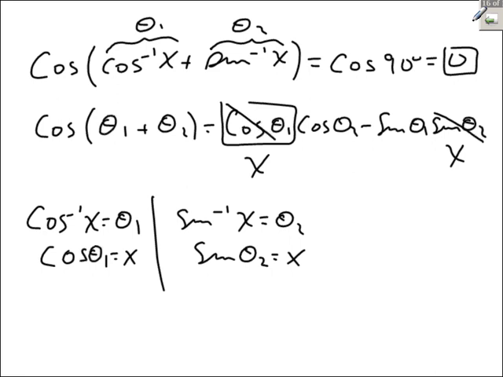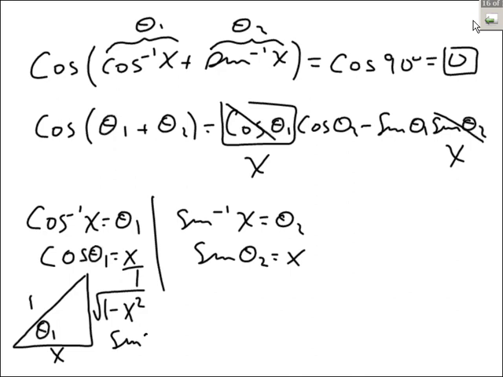Well, we need to find the two middle ones. What's cosine of theta 2 and what's sine of theta 1? Okay, so we know something about theta 1. The cosine of theta 1 is x over 1. This piece must be the square root of 1 minus x squared. So, the sine of theta 1 is opposite over hypotenuse. You don't have to divide by the 1. Sine of theta 1 is the square root of 1 minus x squared, times x.